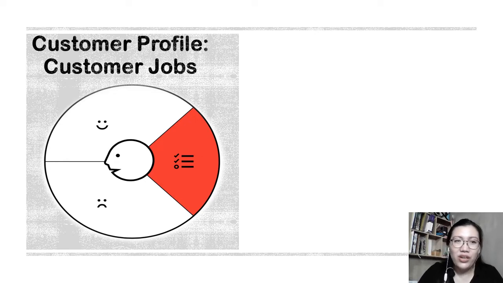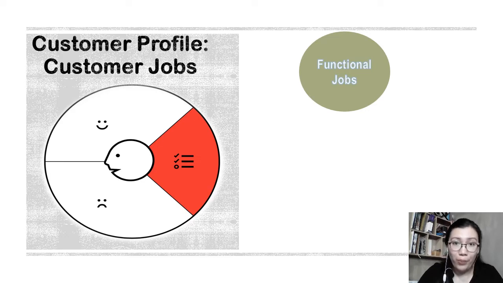Okay, so there are three main types of customer jobs to be done, and the supporting jobs. First is the functional jobs. Functional jobs are when your customers try to perform or complete a specific task or solve a specific problem. For example, when you are writing a report.